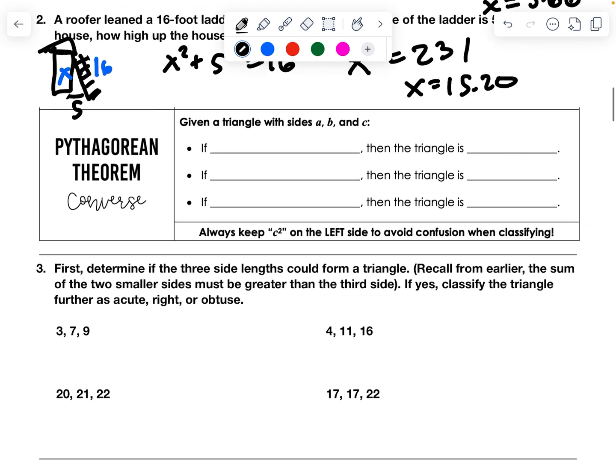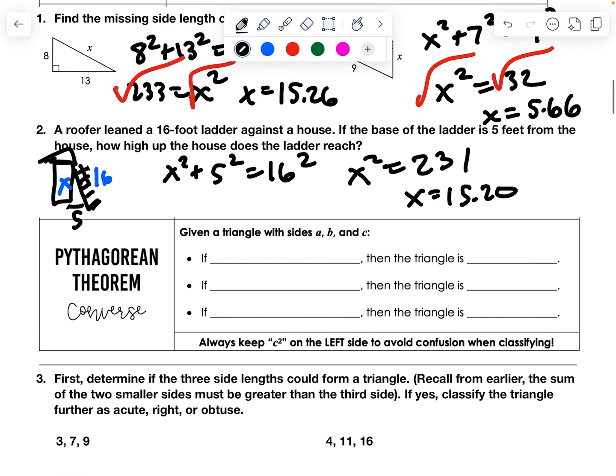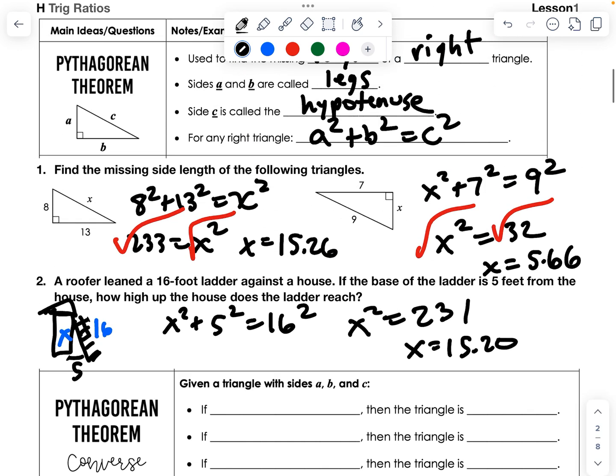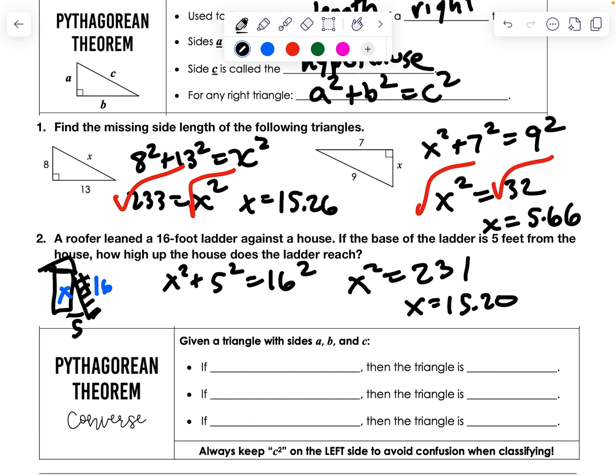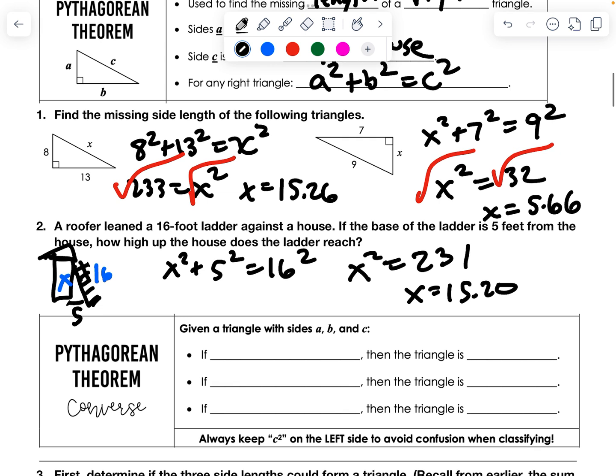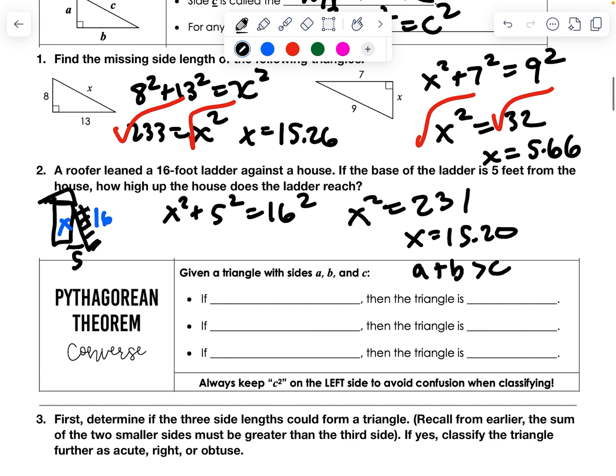All right, now here's something important. It's the converse of the Pythagorean theorem. We can also use the Pythagorean theorem and side lengths of a triangle to determine whether or not a triangle is right, acute, or obtuse. The other thing we need to understand: for a triangle to be a triangle, the shorter two sides, A and B, must be bigger than C. So we've got to check that first.